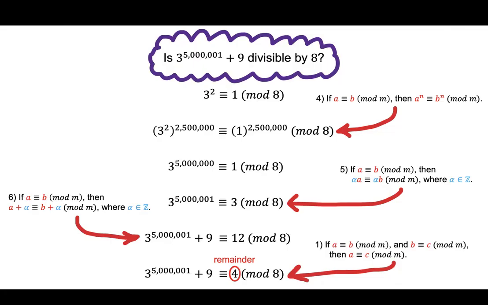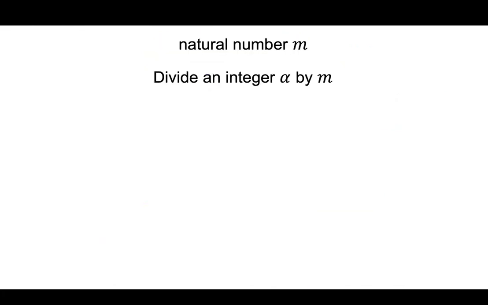Notice that the remainder is 4, not 0, so no, 3 to the 5 million and 1 plus 9 is not divisible by 8. This is a much easier way to find this out compared to fully evaluating the expression first. Now let's talk about possible values for the remainder when an integer alpha is divided by a natural number m. Well, the value of the remainder will be between 0 and m minus 1. Notice that this is a finite set, even though the set of integers is infinite.